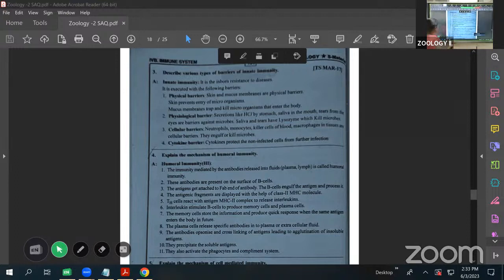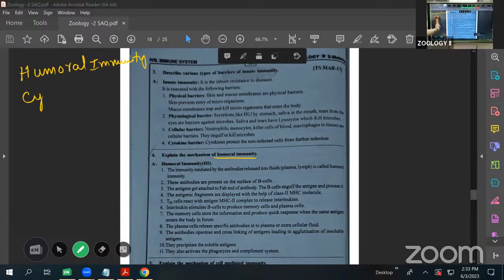Next, we are going to discuss the humoral immunity. Immunity is mainly of two types. The first one is called humoral immunity, and the second is cytotoxic or cellular immunity. First, we are going to discuss the humoral immunity.